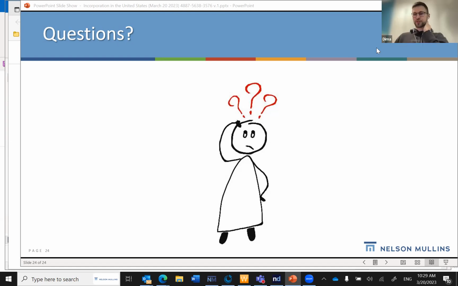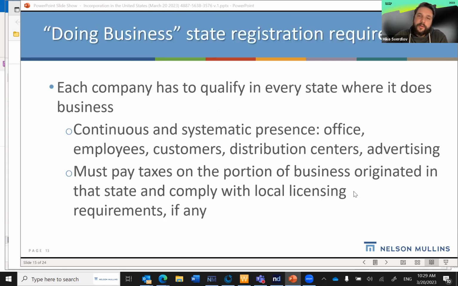Maybe one more quick question regarding this presence in the US. Sorry, we have two more questions. Are QSBS tax benefits also available for non-US founders?